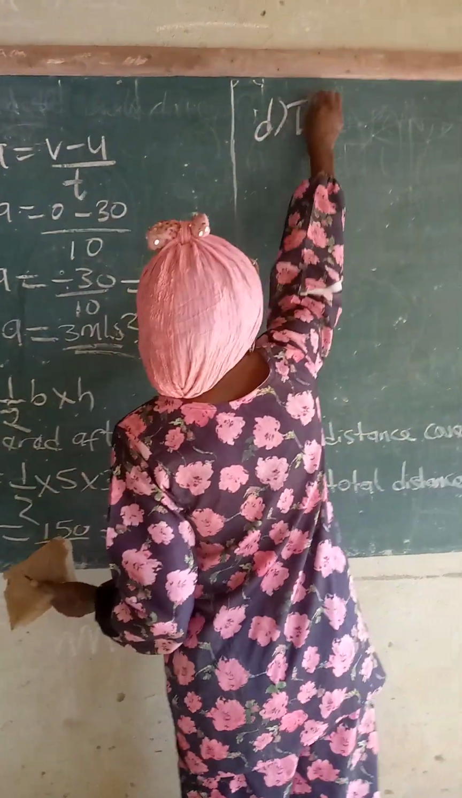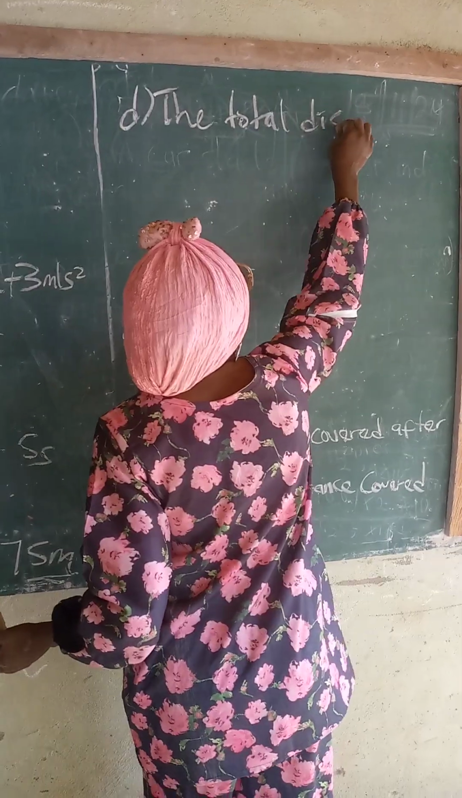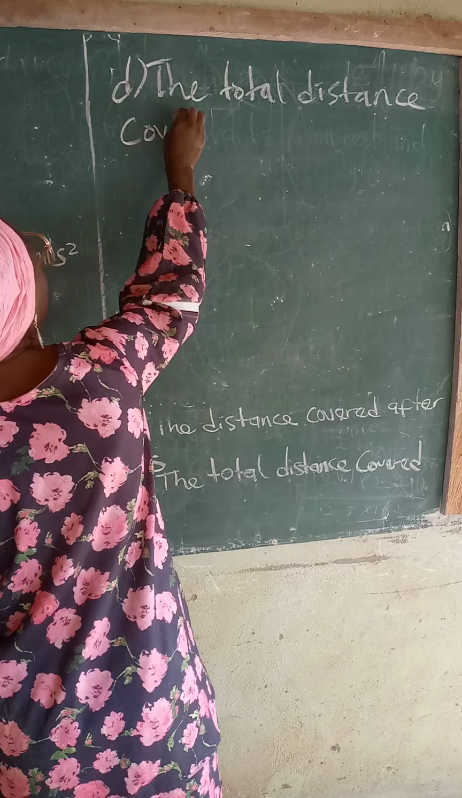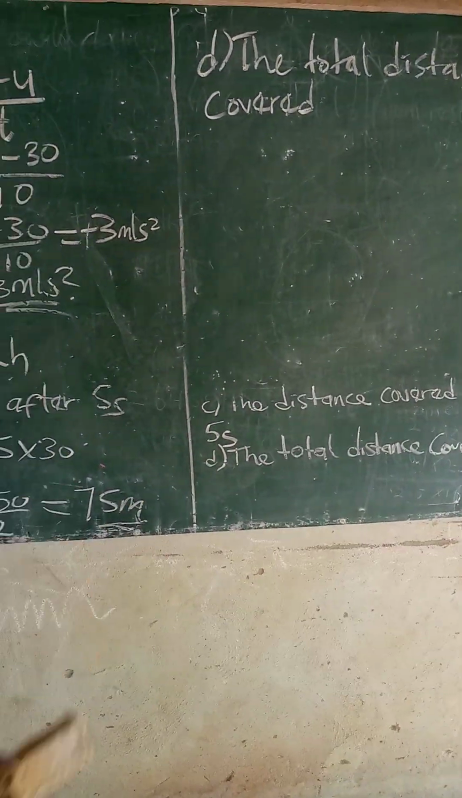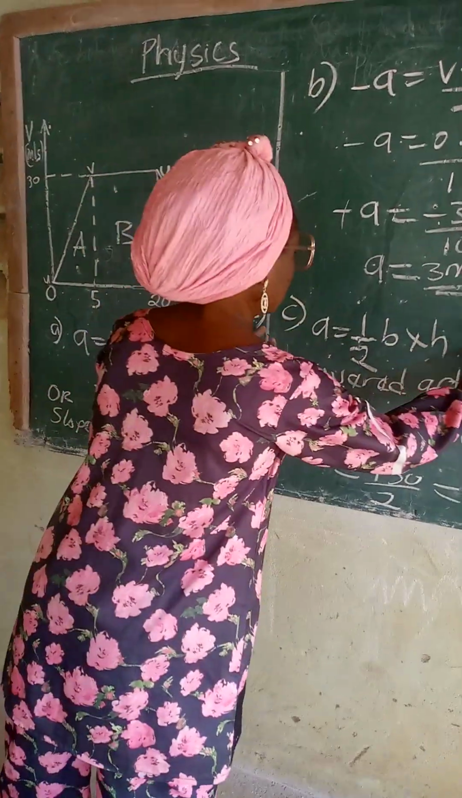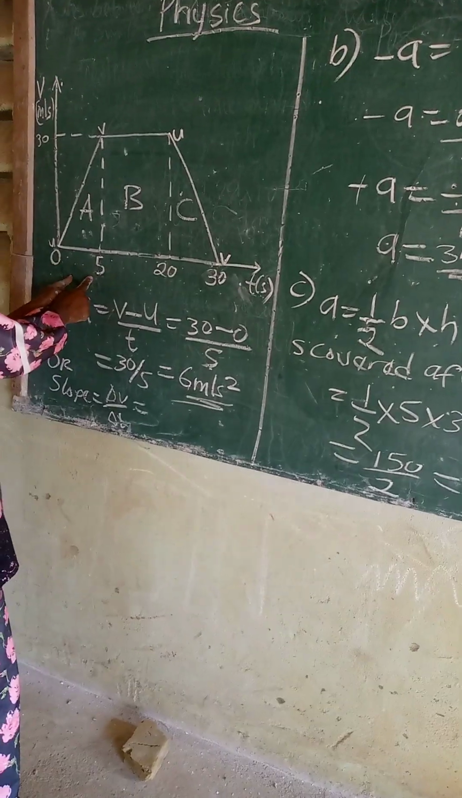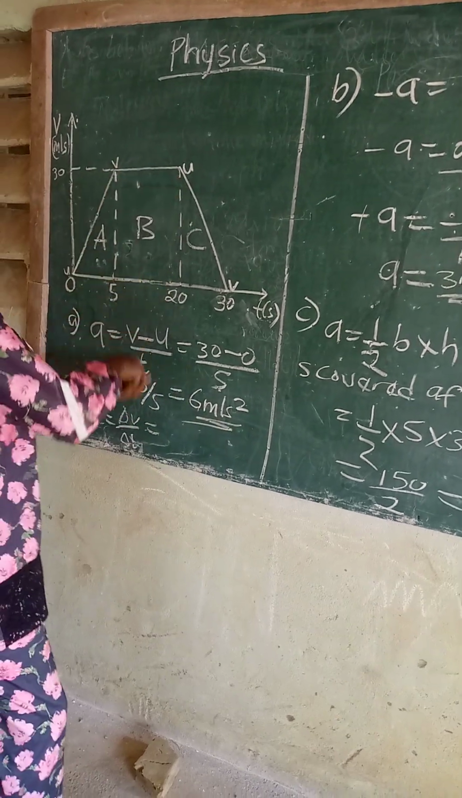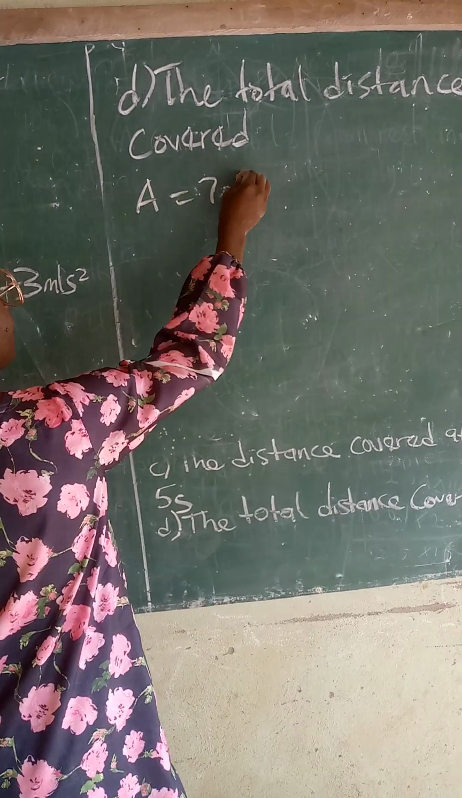D, the total distance covered. I'm going to use this method first, then we'll use the area of trapezium. We have already found A to be 75, this one after 5 seconds. We've done that, so I'm not going to repeat it. We have already determined that A is equal to 75.